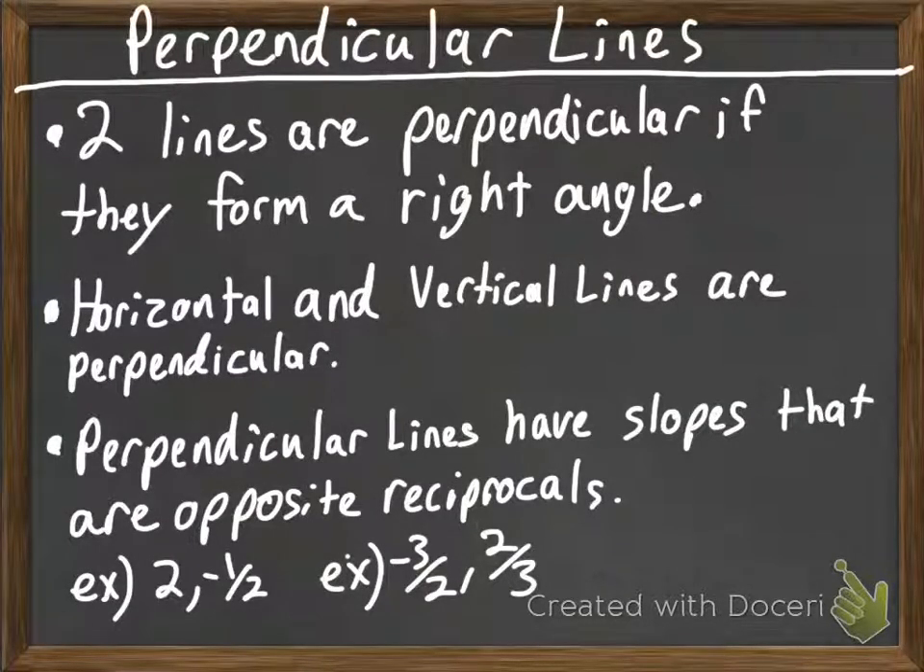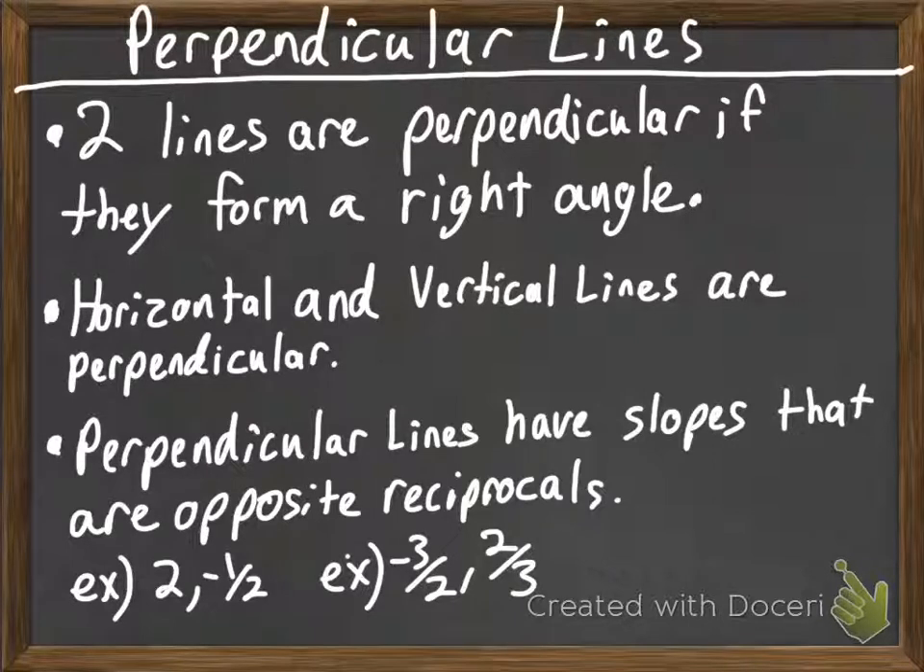Okay, next talk about perpendicular lines. Two lines are perpendicular if they form a right angle, like we talked about in the first video. And if you have a horizontal and a vertical line, they are perpendicular. So all horizontal lines are perpendicular to all vertical lines. And lastly, lines that aren't horizontal or vertical are perpendicular if they have slopes that are opposite reciprocals.